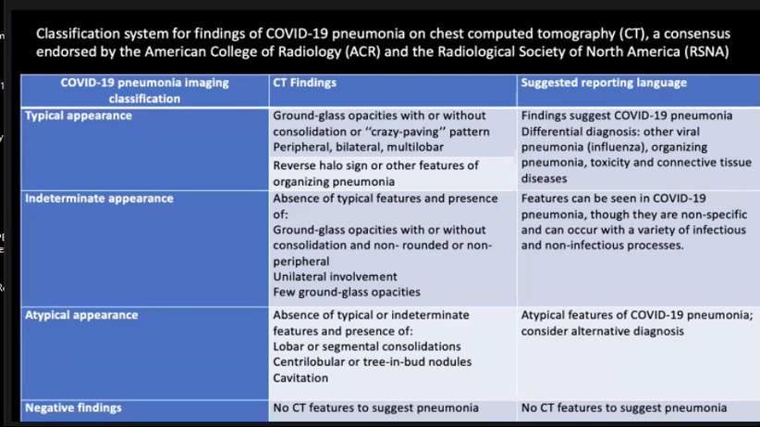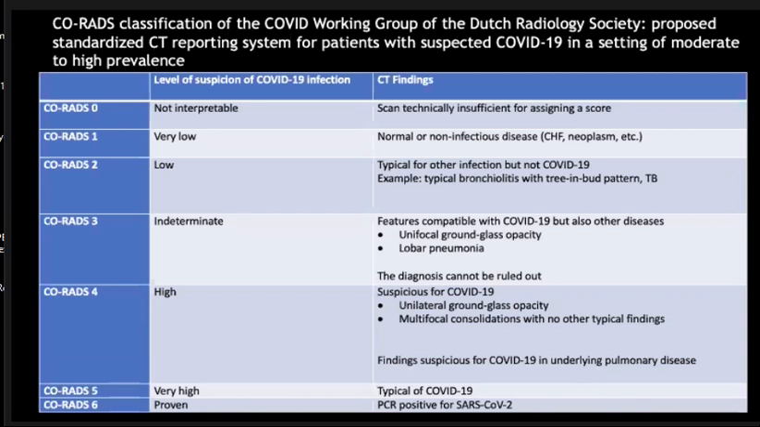So, medyo wordy po. This is a classification of findings for COVID pneumonia based on the RSNA, with the corresponding suggested reporting language depending on the appearance. And this is the CO-RADS classification of the COVID working group of the Dutch Radiological Society. Proposed standardized CT reporting systems for patients with suspected COVID-19 in a setting of moderate to high prevalence. So in the CO-RADS, the higher the score, it means the higher the possibility or suspicion for COVID.